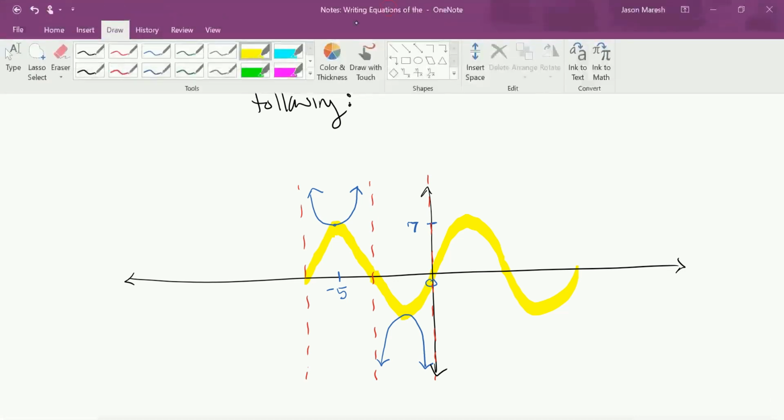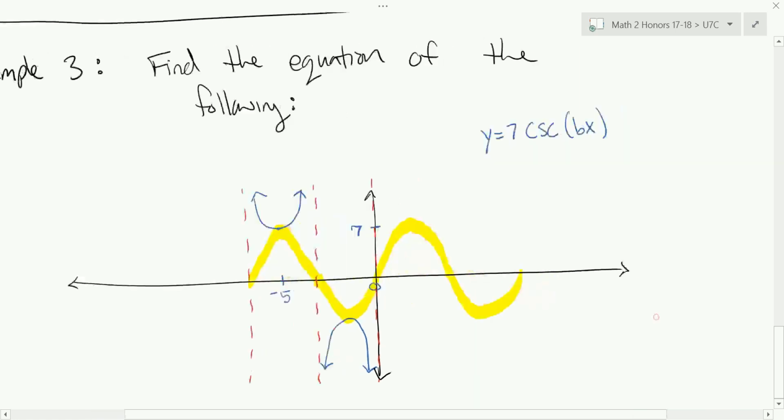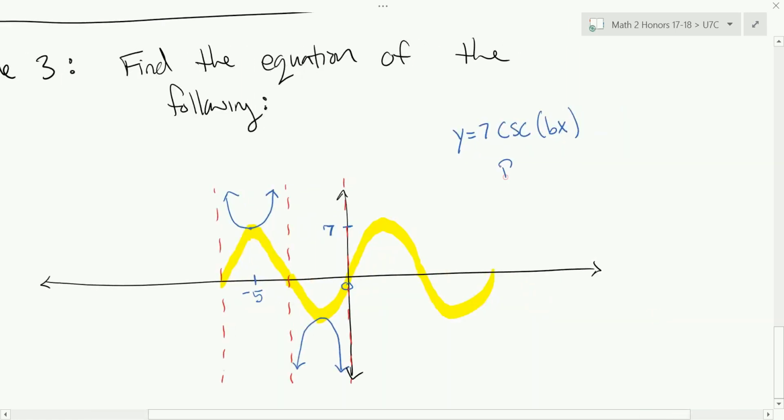And so amplitude is 7. We should end up starting with y equals 7 cosecant of bx. Okay, so that's our first stage of thinking about this equation. And then we want to go after the period of this function. In other words, we want to figure out what number goes here, right? Because that's where the first period of the function is. If we can figure that number out, then we're good here, right?